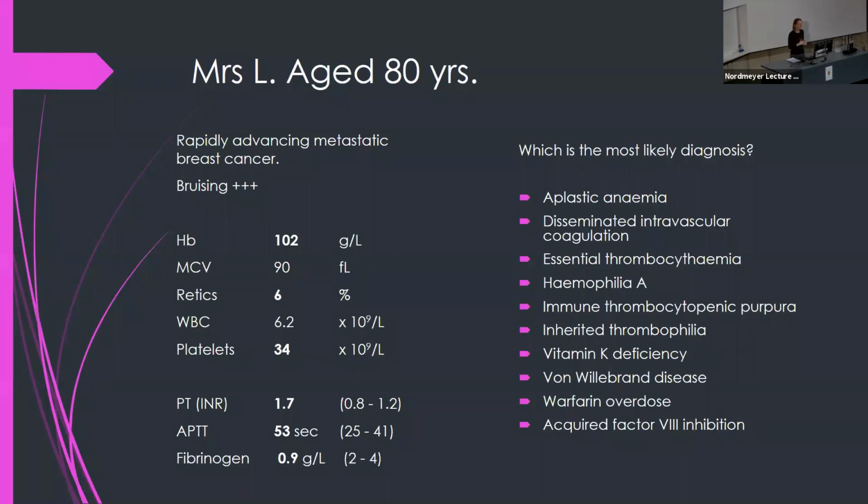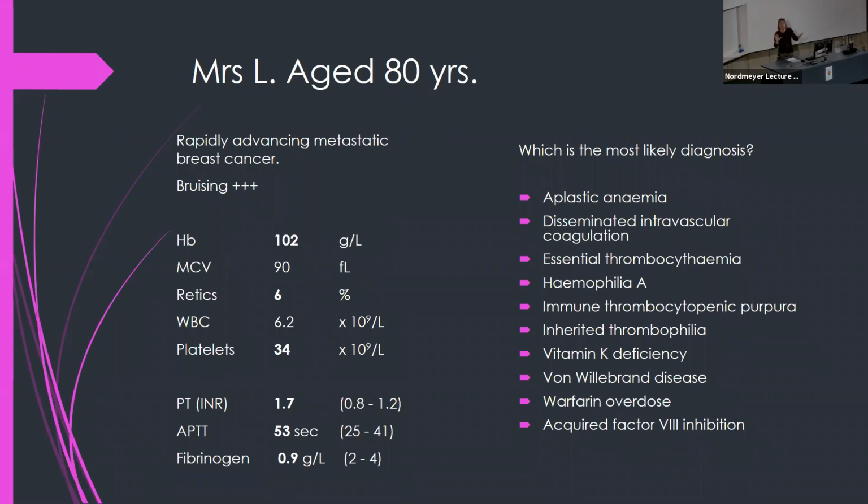So this is an 80-year-old lady who we already know has breast cancer, and we already know it's metastatic. She's bruising. And this is not just anemia, is it? Because she's got normocytic anemia. The bone marrow is not responding, sorry. It's got a high retic count. It is responding. She's got quite a low platelet count, and we've also got some clotting results now.